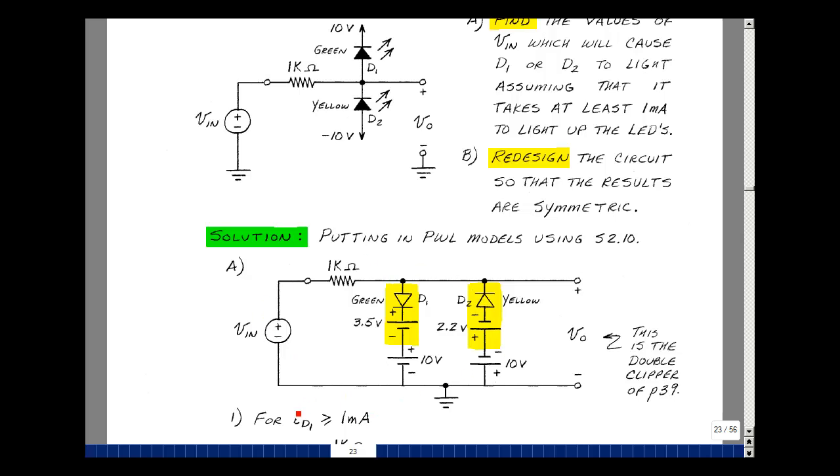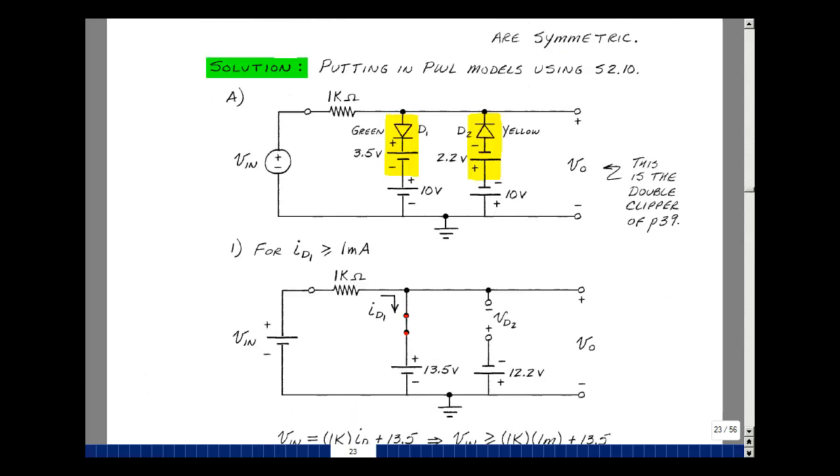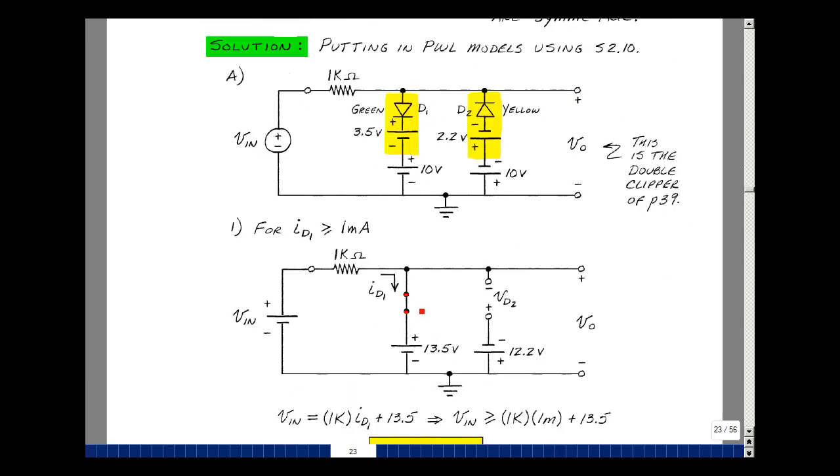So let's assume that we have a current coming out of V in of at least 1 milliamp. If current's flowing this way, we're going to treat the ideal diode as a short circuit. I have 3.5 volts in series with 10 volts, so that's 13.5. Current can't go this way, so we'll make this an open circuit. Now we'll analyze the circuit. The rise in voltage is V in. The drop is I sub D1 times 1K plus 13.5 volts.